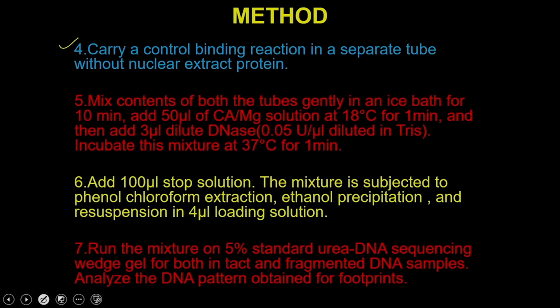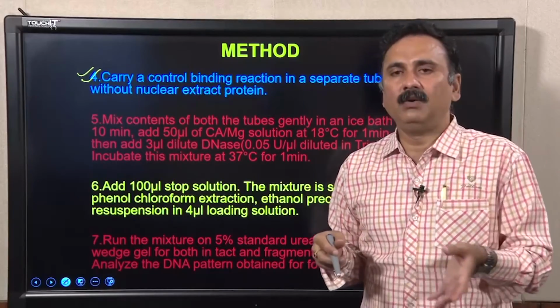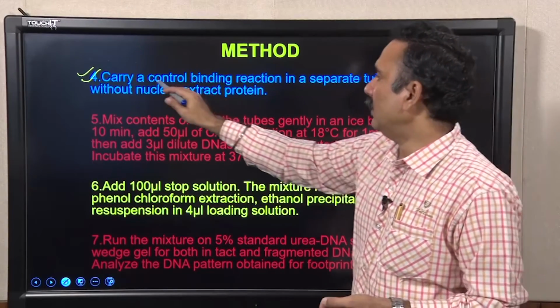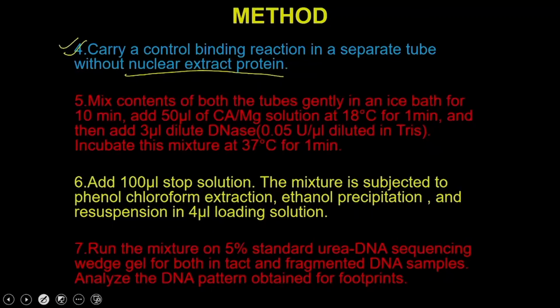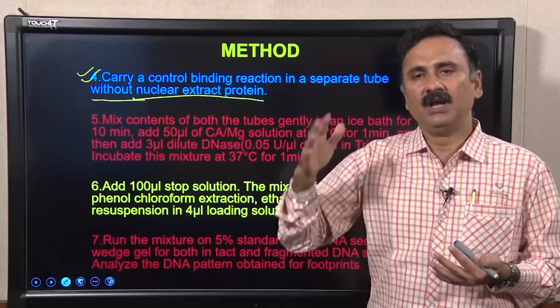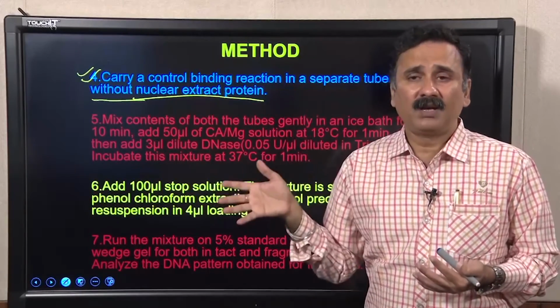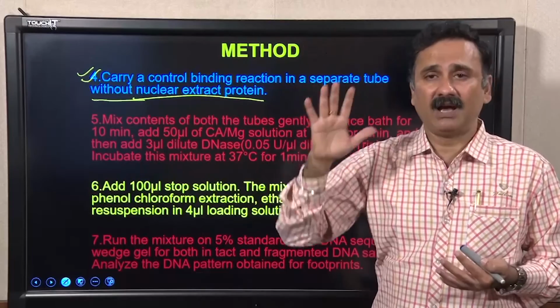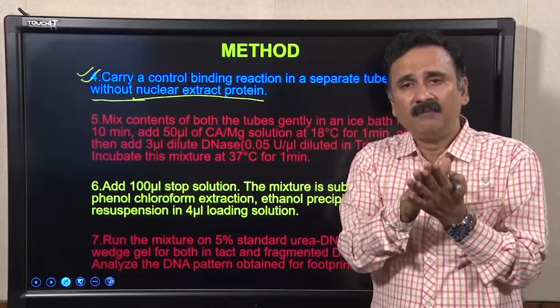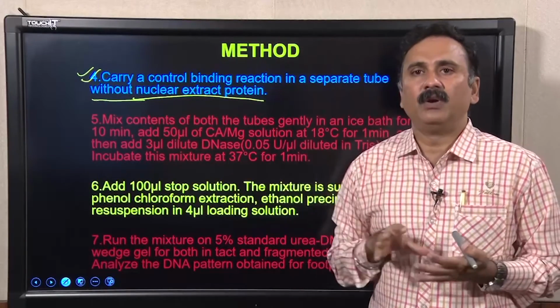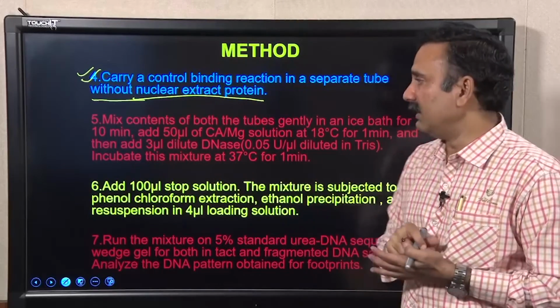Because the control is very important, you can also run a control where you do not add the nuclear extracts. Without a nuclear extract you are going to get all the fragments in that particular reaction, whereas when you add a nuclear extract and it has some protein which is binding to the DNA, that region is going to be protected from getting cleaved.